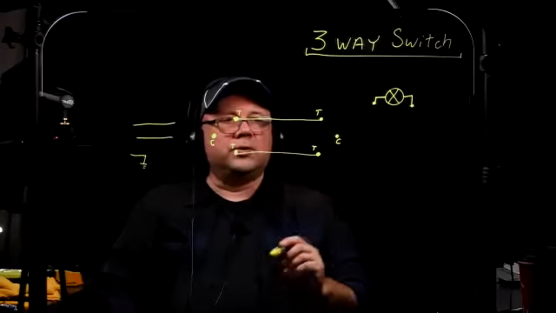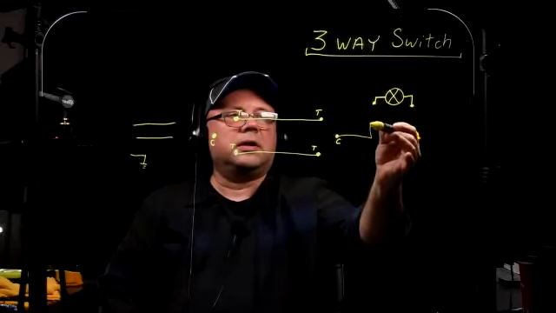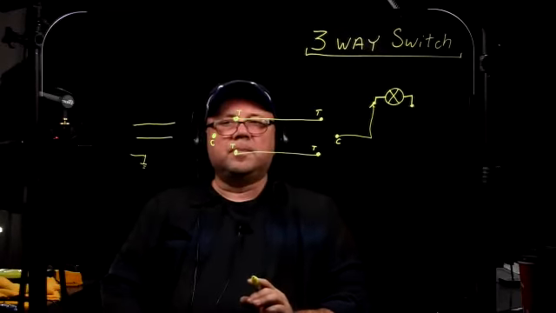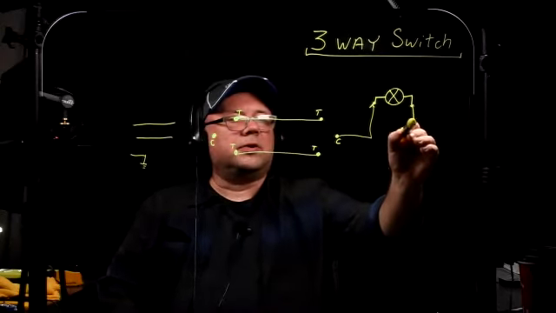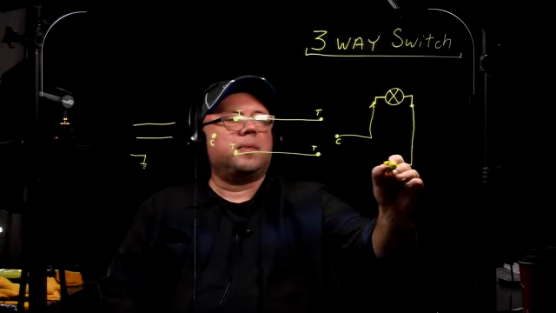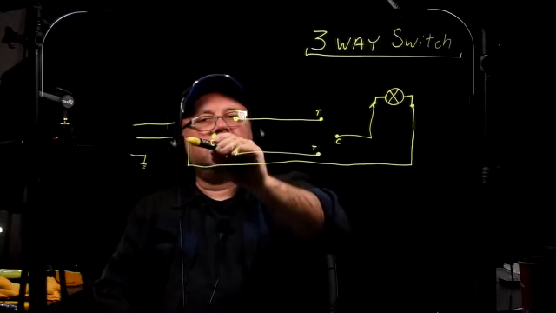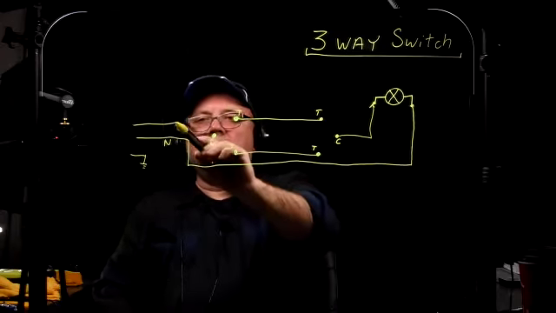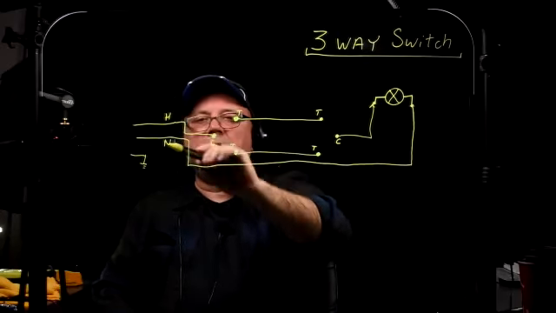Then we're going to connect one of the commons, the one closest to the light bulb, right into one of the terminals of the light bulb. The other terminal of the light bulb is going to go all the way down here, and it's going to connect right to the neutral. And then we're going to connect the hot to the other common.